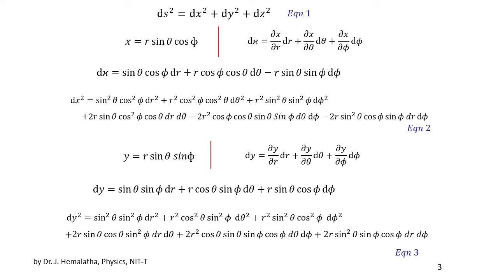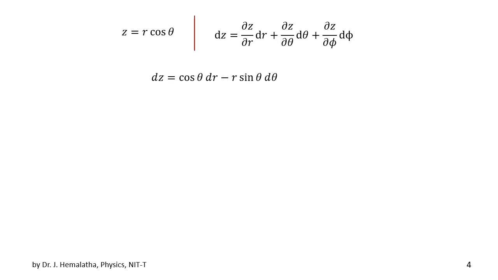We are going to do this for z also. The transformation equation for z is r cos theta, and we know dz is dou z by dou r dr plus dou z by dou theta d theta plus dou z by dou phi d phi. By taking the partial differentiation for r and theta, since z is not a function of phi, the first 2 terms alone we get: cos theta dr minus r sin theta d theta. And by taking the square of this, we use the a minus b whole square formula. Using it, we get this equation 4, by squaring it.